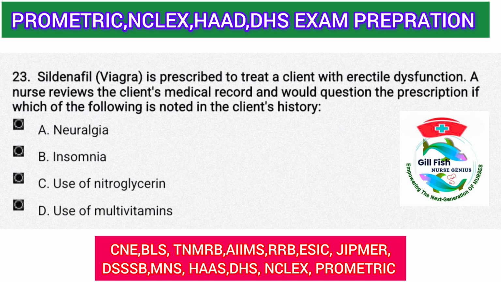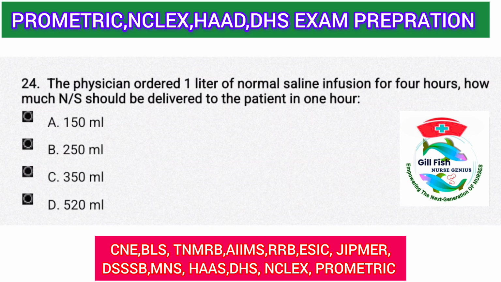Okay, next, move on to another. The physician orders 1 liter of normal saline infusion for 4 hours. How much NS should be delivered to the patient in 1 hour? Option A, 150 ml. Option B, 250 ml. Option C, 350 ml. Option D, 520 ml. Actually, what is the question? 1 liter over 4 hours. For 1 hour, you divide 1000 by 4, that is 250 ml. So option B, 250 ml, is the correct answer.